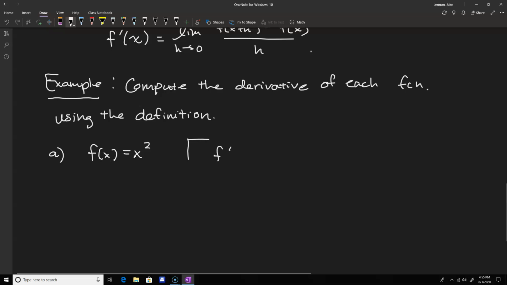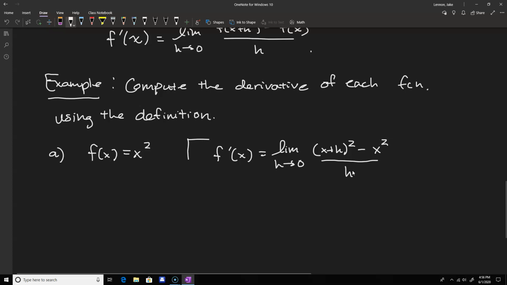So f prime of x will be the limit as h goes to 0. And remember, what we need to do is plug x plus h into the f of x formula. So the first thing on top is going to be x plus h quantity squared. That's f of x plus h. Then minus f of x, which is just the formula x squared, and we're dividing by h. So we can't plug in h equals 0 now because that would cause division by 0.